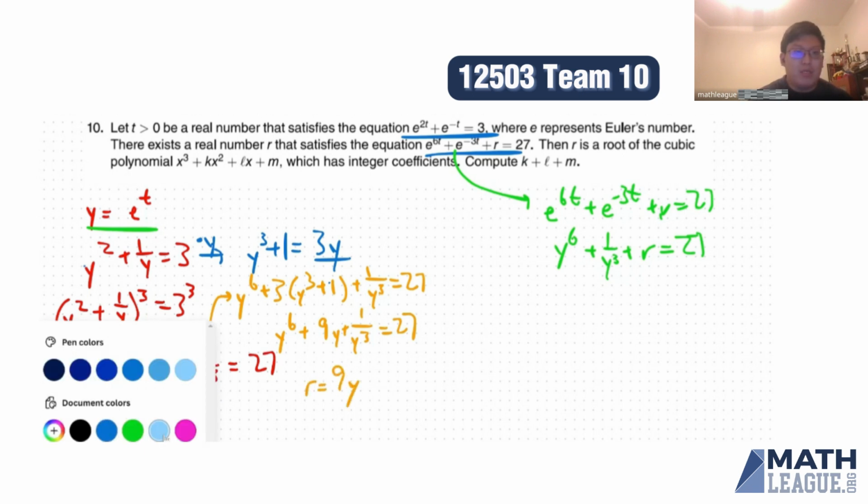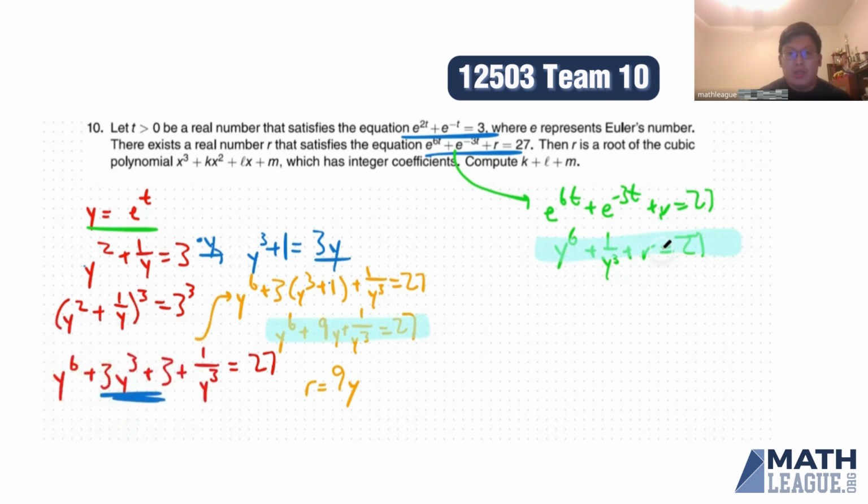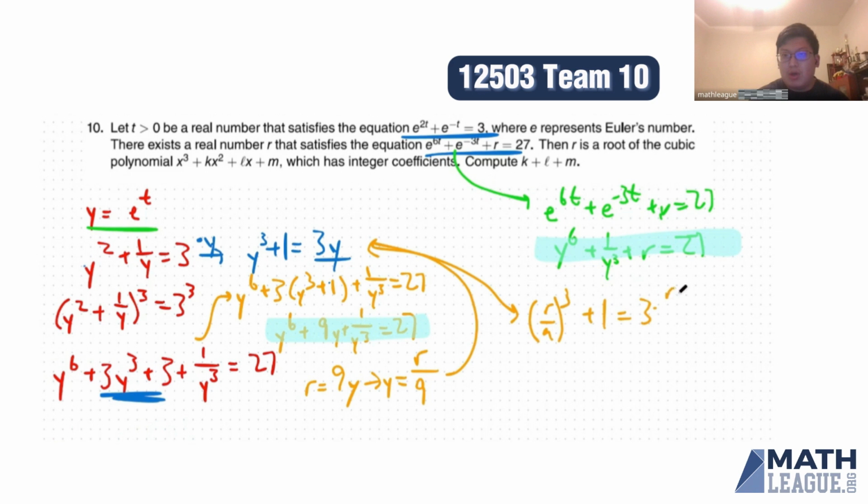If we compare these two equations, the only difference is that on the left-hand side, one has an r and one has a 9y. So therefore, r equals 9y, and that gives us that y equals r over 9. Now, what are we going to do with y equals r over 9? Well, we can substitute it back into the equation up here. That gives us r over 9 cubed plus 1 equals 3 times r over 9.